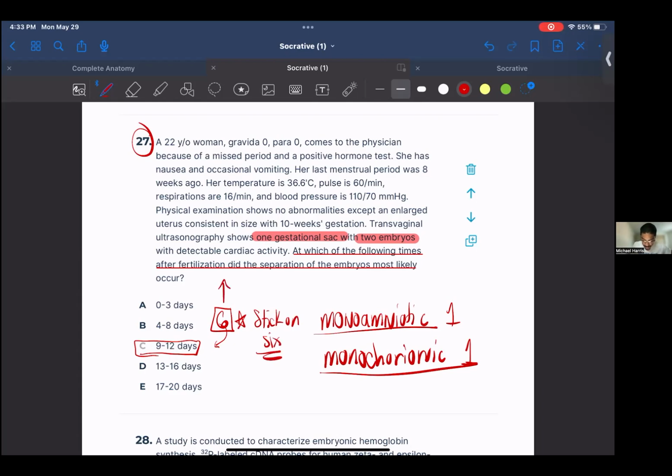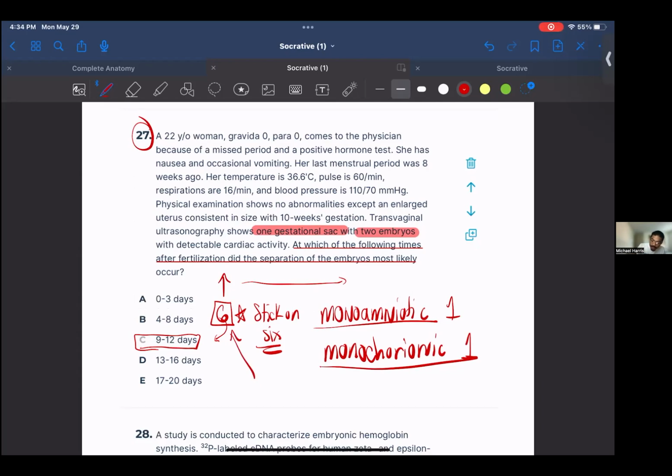Now, if it's before 6 days, what is it? If it's before 6 days, what is it? So at 6, you have the diamniotic monochorionic. So what do you have before 6 days? It's dichorionic and diamniotic. Okay? Any questions on any of that?